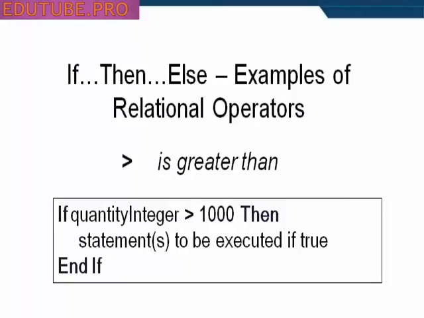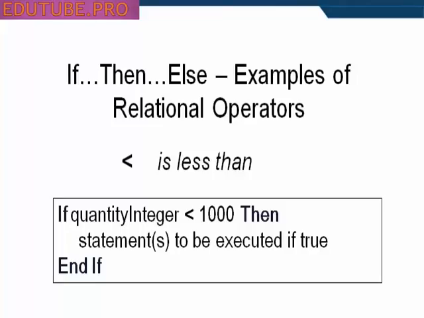The is greater than symbol might be used in a line of code such as if quantity integer is greater than 1000. Then, on the next line, you would enter the statement or statements that you would like to be executed only if that condition is true. That is, for any quantity integer value that is greater than 1000. Take note that the quantity integer of exactly 1000 would not be executed here, because 1000 is not considered greater than 1000. So only those quantities greater than 1000 would be executed.